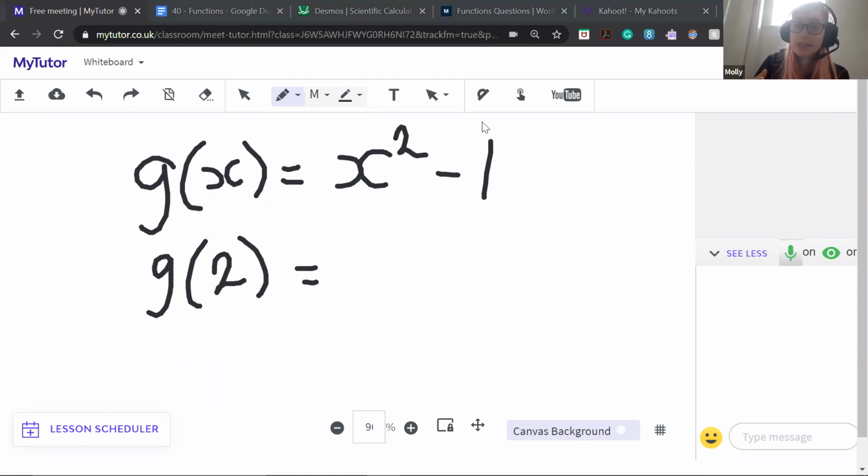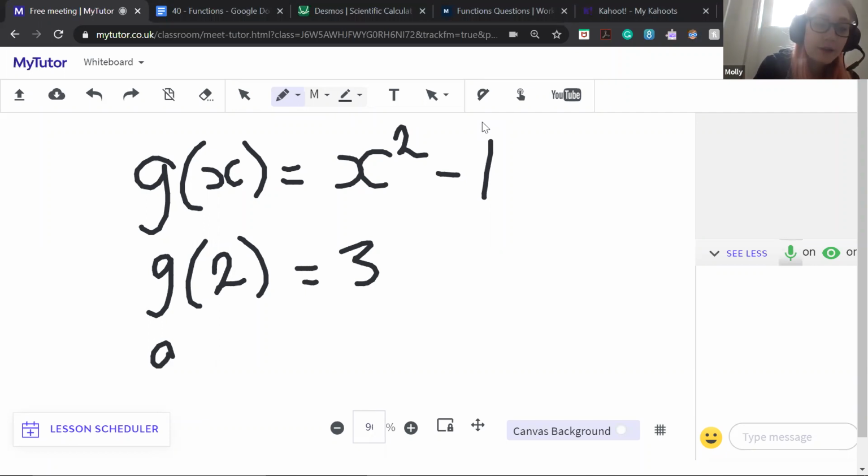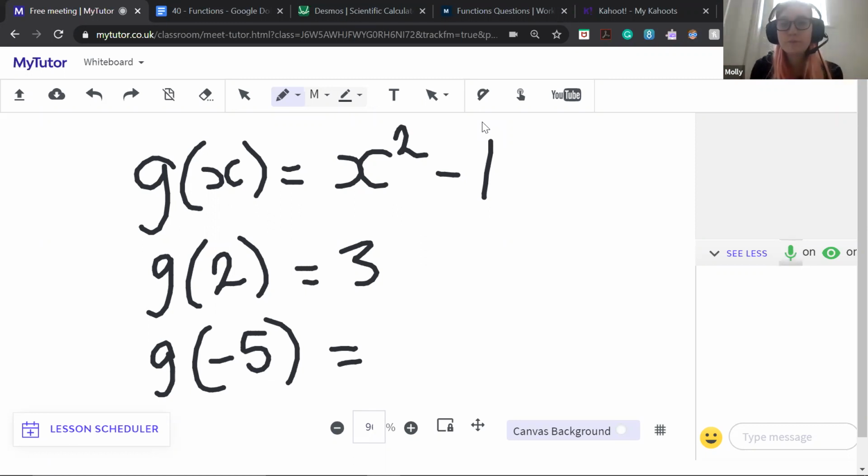If we give it 2, it squares it to make 4, and then subtracts 1 to give us 3. What about G of minus 5? What will that give us? Gosh, some people are super speedy on this one. Amazing. Pretty much everybody getting this.